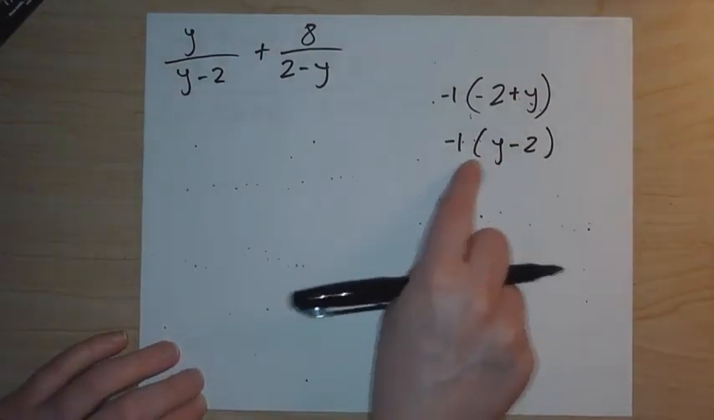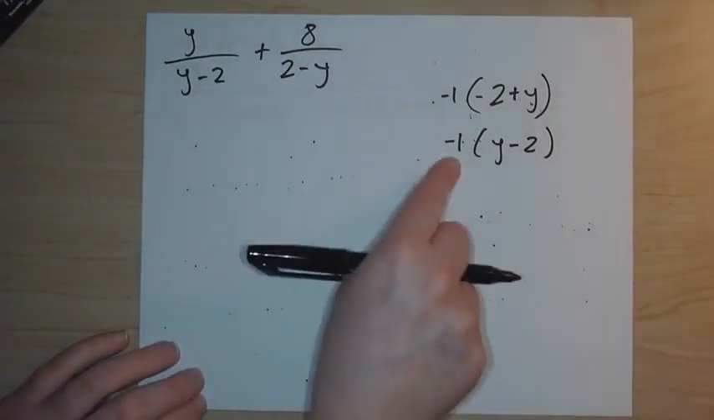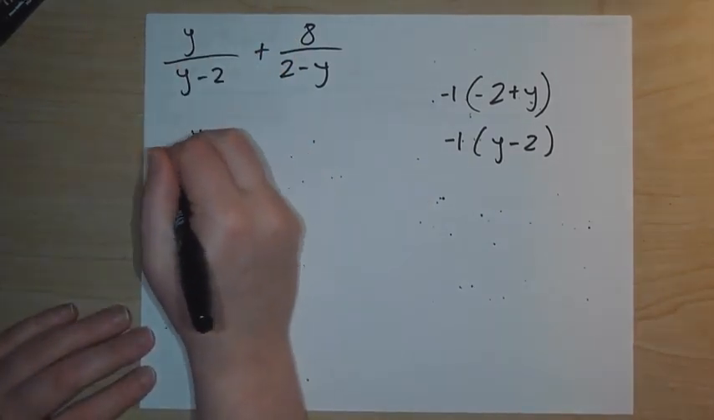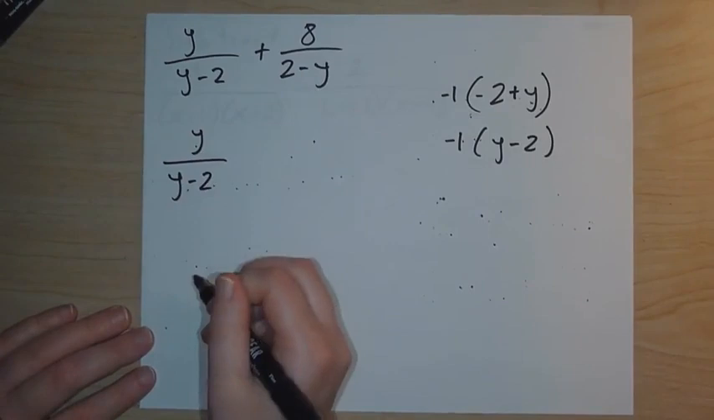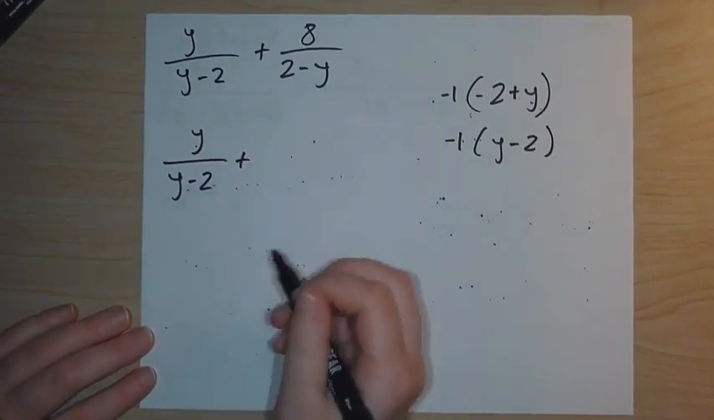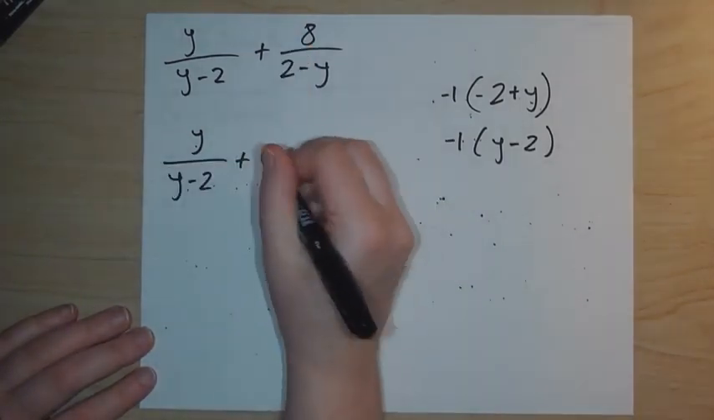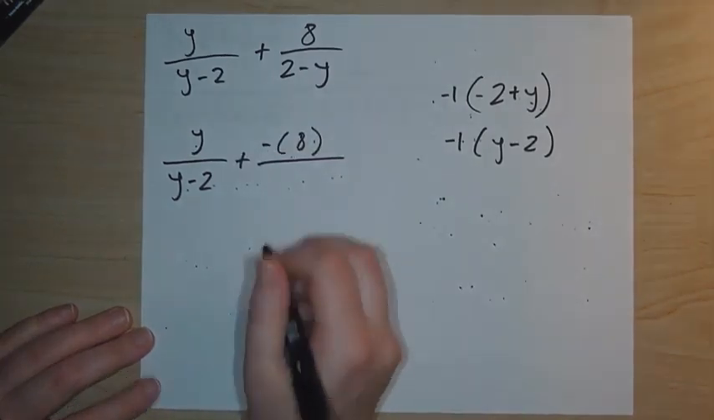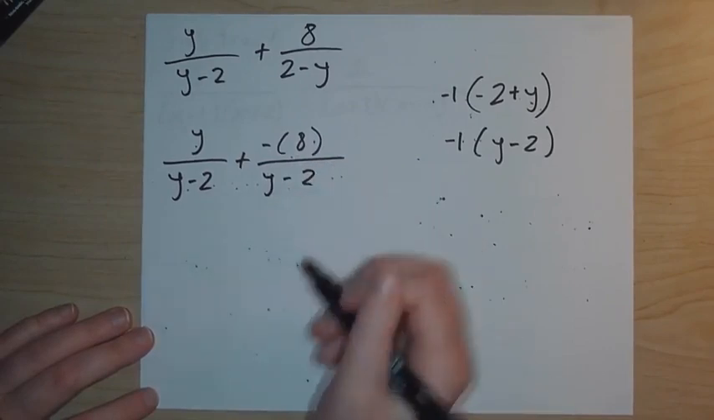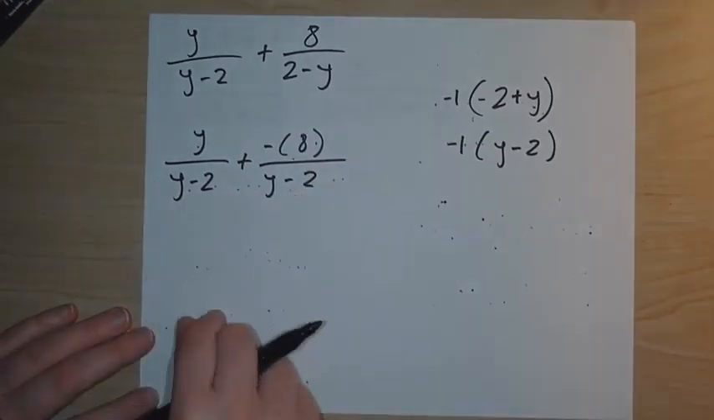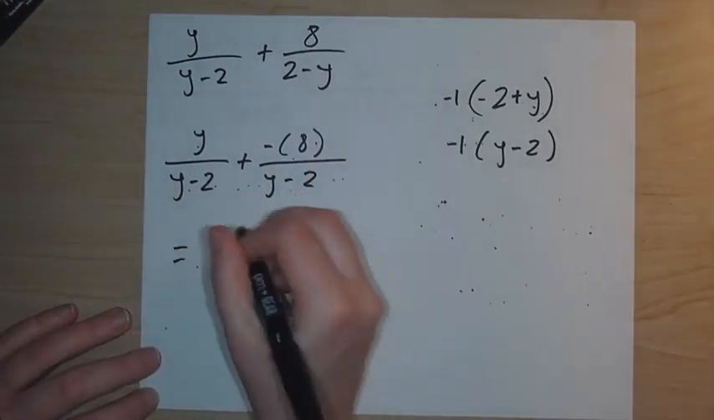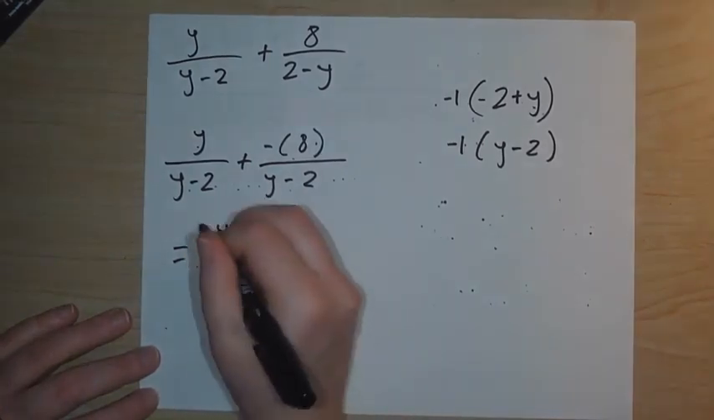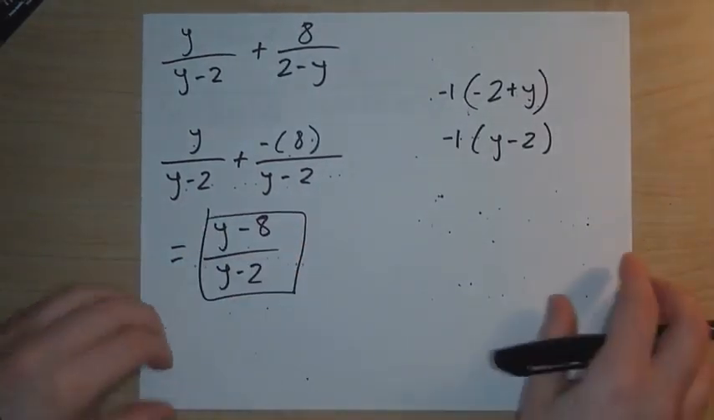And if you have a -1 factored out of a fraction, you can actually move this negative up to this 8. So this is the same thing as y over y minus 2 plus, and I'm moving the negative up to the top, negative times 8, which is just -8, over y minus 2. Now they have the same denominators, so we can rewrite this as y minus 8 over y minus 2. And that's as simplified as you're going to get that.